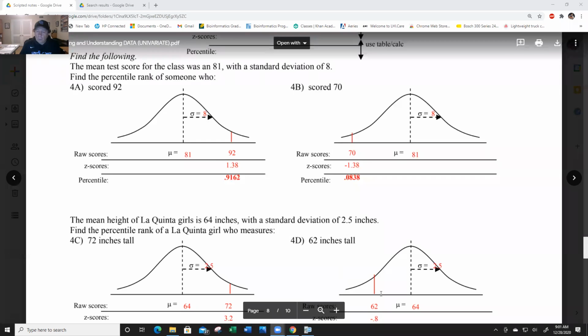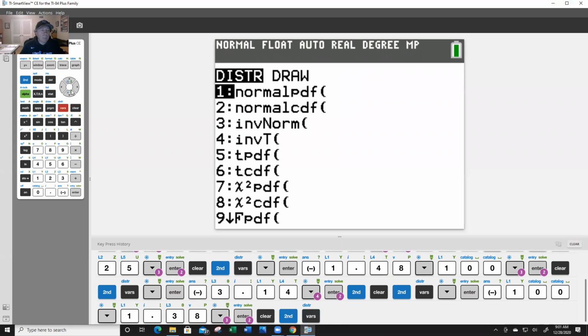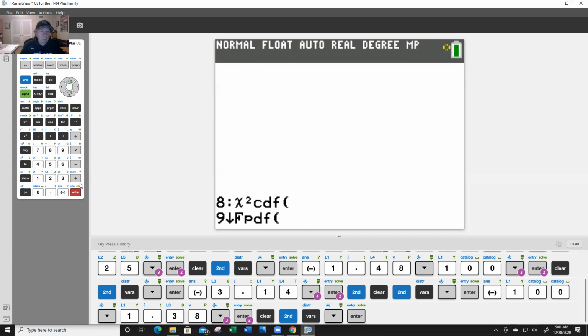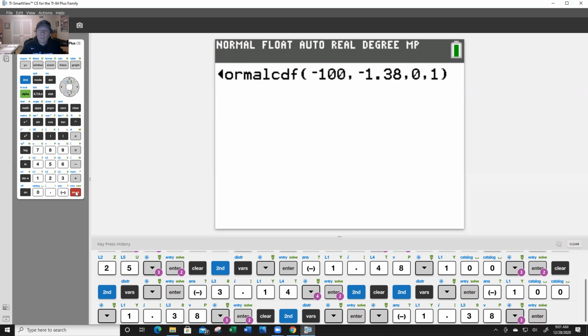So I'm going to do, let's see here, second distribution and CDF. And I want the area below, so negative infinity is negative 100, and then this will be negative 1.38. Again, use the negative below the 3 for some reason on most calculators. Okay, there it is, 0.0838.